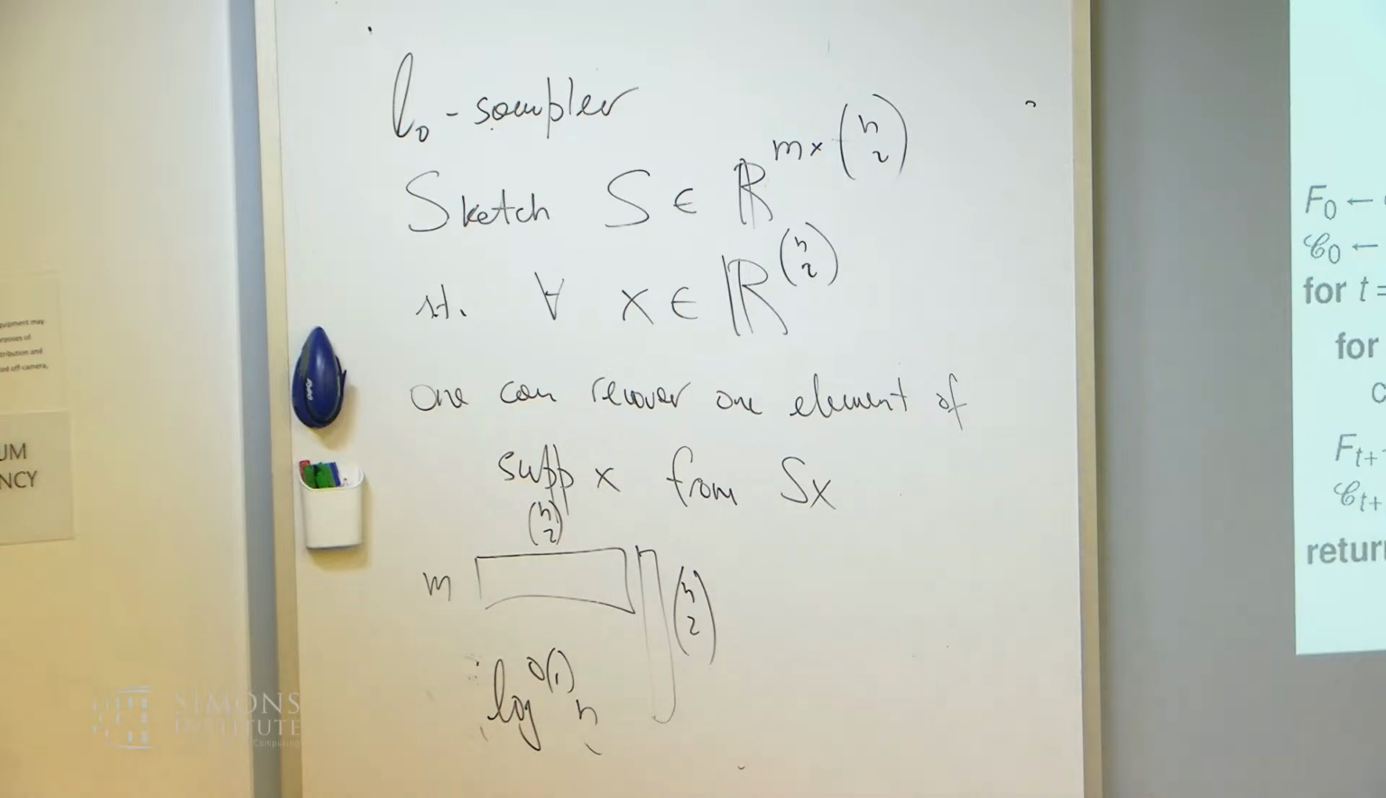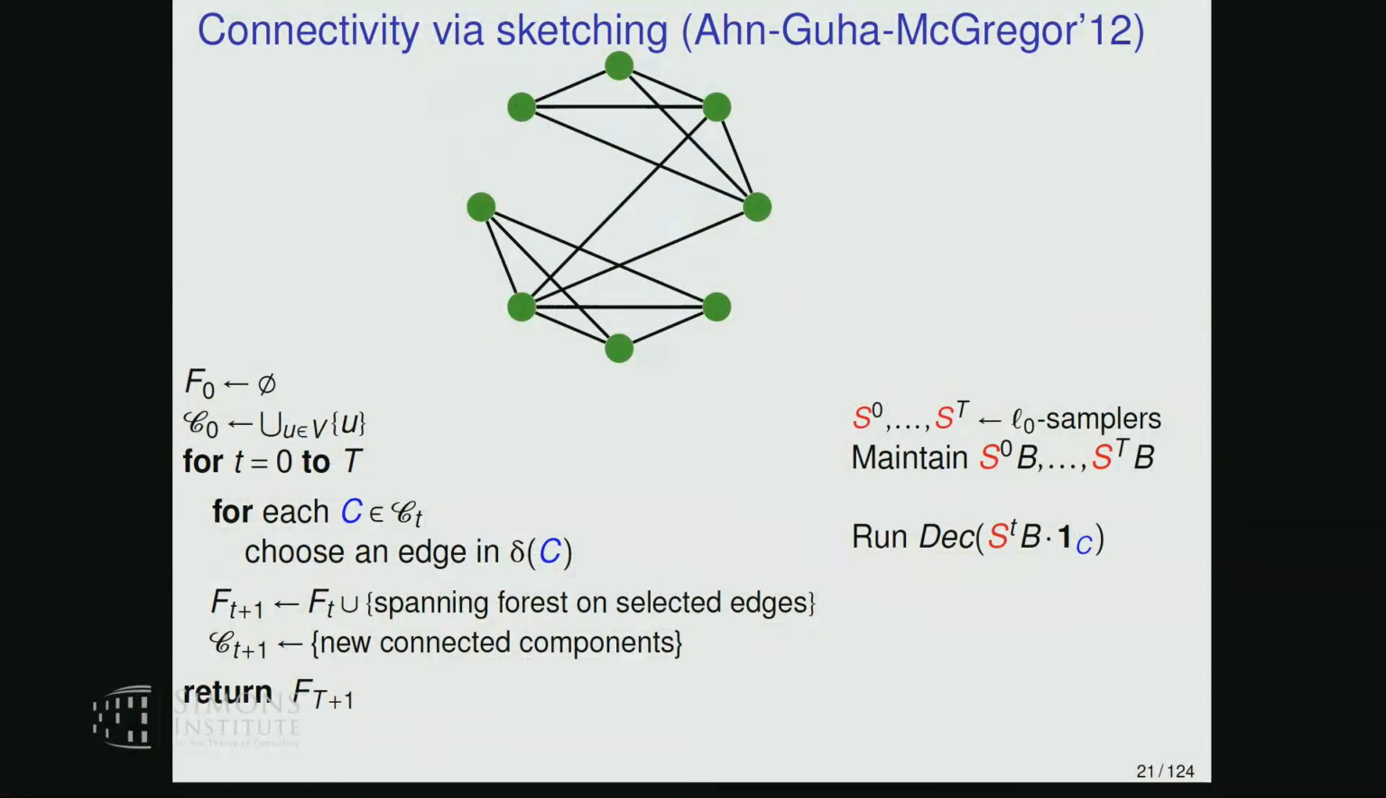So equipped with these sketches, here's how we can solve dynamic connectivity. Look at our algorithm that proceeds over order log n rounds, and note that at every step in this algorithm, we need to choose one edge going across a certain cut. So what do we do? We simply pre-compute capital T plus 1 L0 sampling sketches, and maintain sketches S of the edge-vertex incidence matrix B, S0B through STB.